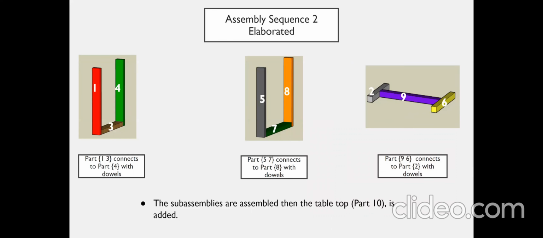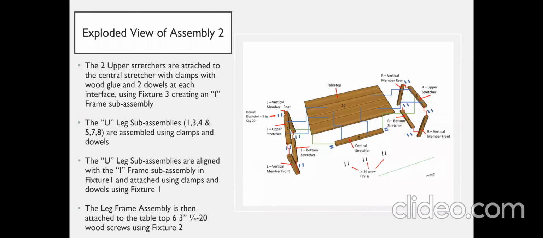So this shows all the 3 major subassemblies. The left subassembly is made up of member 1, 3, and 4. The second subassembly is made of 5, 7, 8, and the third subassembly is made up of 2, 9, and 6. As you can see here, the first two subassemblies basically make up a U shape, and the third subassembly makes up an I shape. Next slide, please.